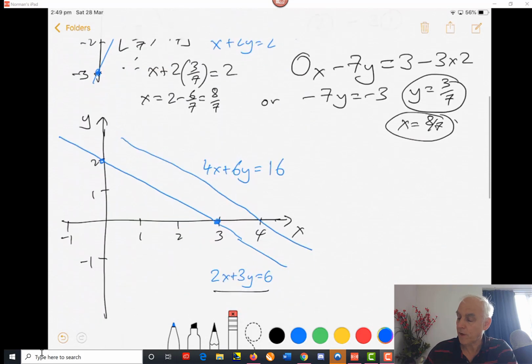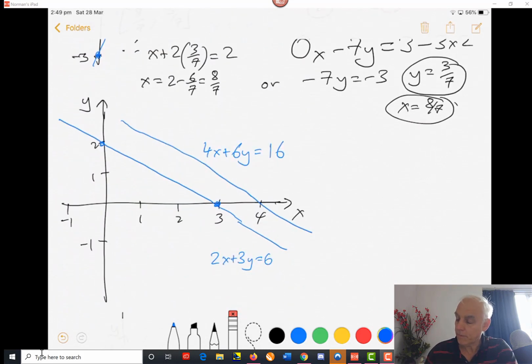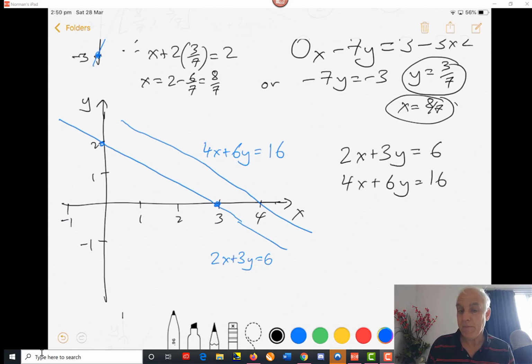Here we have two lines. One of them is given by the equation 2x plus 3y equals 6, and the other one is given by 4x plus 6y equals 16. Now, I've graphed these lines for you, and they appear to be parallel.